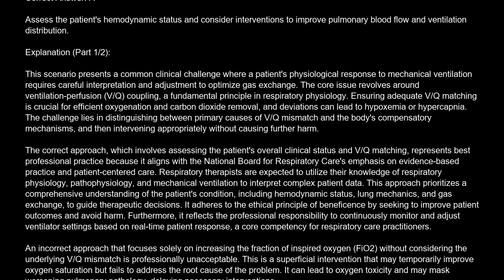The correct approach, which involves assessing the patient's overall clinical status and V/Q matching, represents best professional practice because it aligns with the National Board for Respiratory Care's emphasis on evidence-based practice and patient-centered care. Respiratory therapists are expected to utilize their knowledge of respiratory physiology, pathophysiology, and mechanical ventilation to interpret complex patient data. This approach prioritizes a comprehensive understanding of the patient's condition, including hemodynamic status, lung mechanics, and gas exchange, to guide therapeutic decisions. It adheres to the ethical principle of beneficence by seeking to improve patient outcomes and avoid harm.